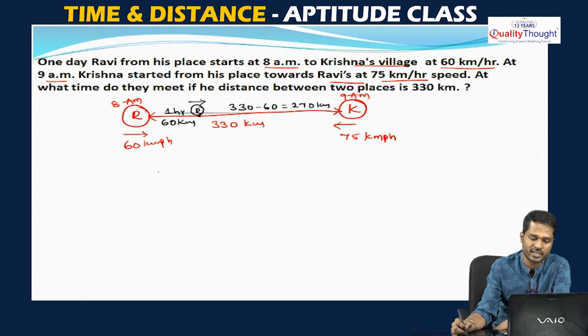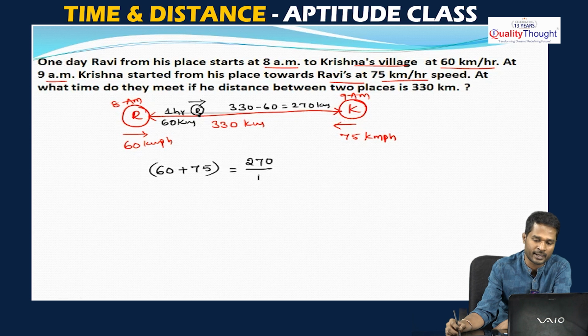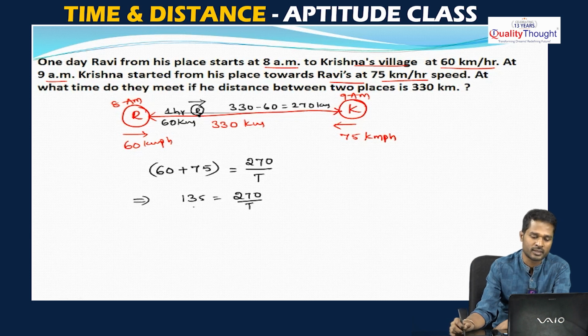As both are moving in opposite directions, the relative speed will be 60 plus 75, because for relative speed in opposite directions you need to add. The distance is 270 kilometers, because out of 330 kilometers Ravi alone travelled 60 kilometers. So the remaining is 270, and the time we need to find. So this is 60 plus 75, 135, equal to 270 by t. So 135 is equal to 270 by t, 135 twos are 270. That means t is equal to 2 hours.